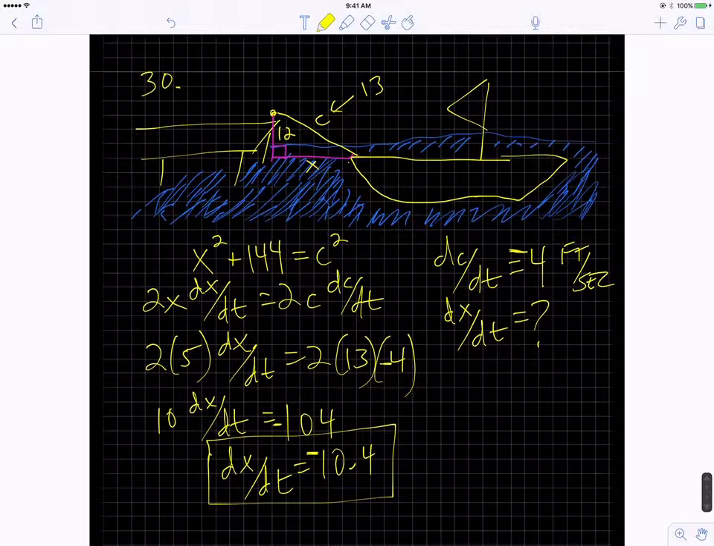So actually it depends on what they ask us. What happens to the speed of the boat? Determine the speed of the boat. So the speed is actually 10.4 because speed is the absolute value of velocity. So the speed is 10.4. The velocity is negative 10.4. And that is, what, feet per second? Yes. What happens to the speed of the boat as it gets closer to the dock?